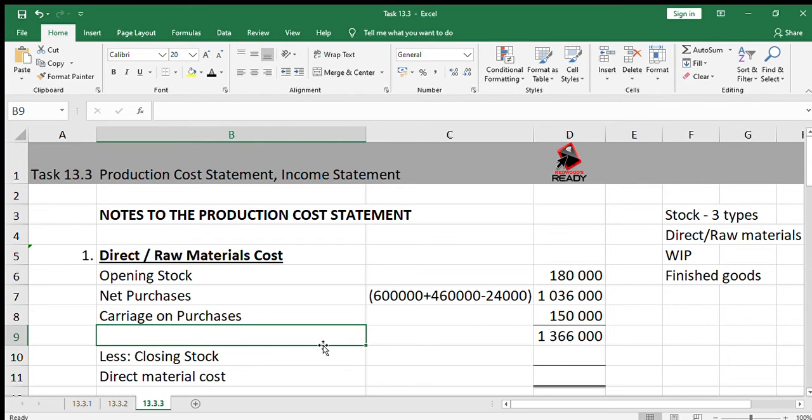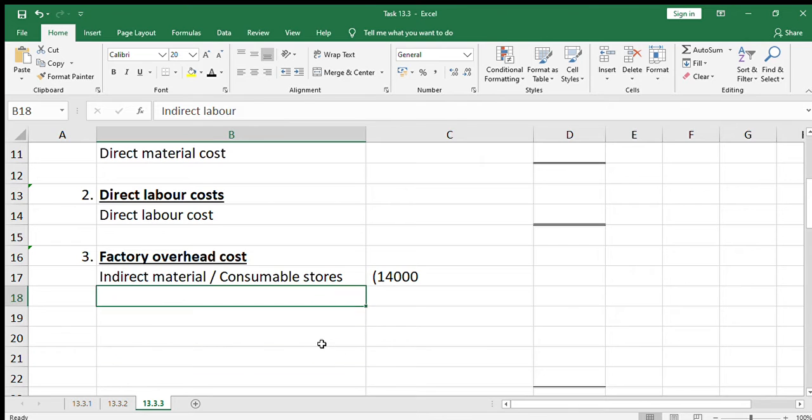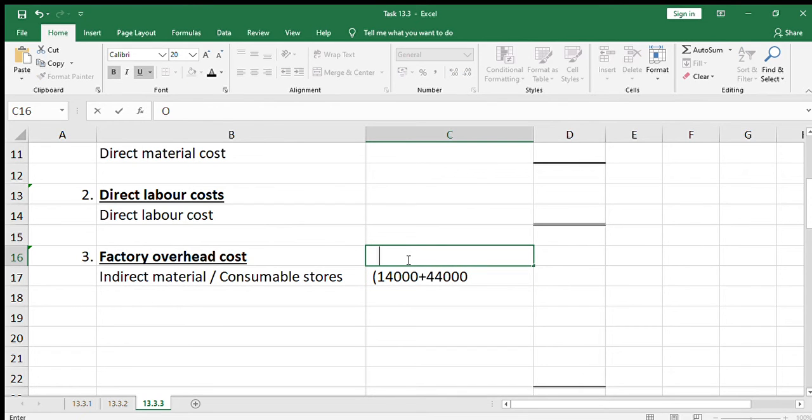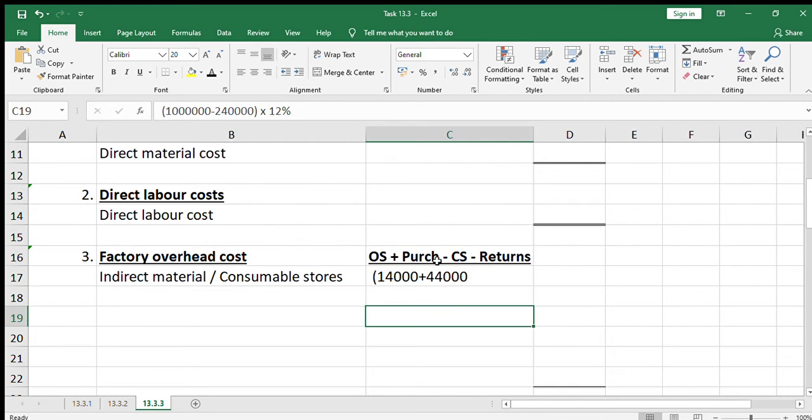Okay, then number 5, consumable stores for the factory bought for cash amounted to 44,000. Now remember the consumable stores on hand at the beginning of the year, we put it into the factory overhead. So this is 14,000 which they had at the beginning of the year, and they have now purchased an additional 44,000, so we're going to add it on, right? So basically our calculation, and I just want you to make a note about here, it's opening stock plus purchases, minus closing stock, and minus returns if you had them, right? This is the calculation we do for a lot of things, so you must keep that in mind.